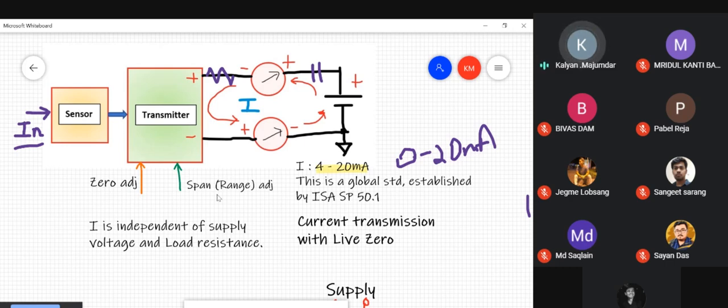And what is the span or the range adjustment? This is used to define the value of the input that provides a 20 milliampere output. It is used to define the value of the input that provides 100% output, the value of the input that results in the upper range value of the measurement range. So by using the zero adjustment and the span adjustment, you can define the input measurement range. You can define the value of the input that results in 4 milliampere output, and the value of the input that generates 20 milliampere output.